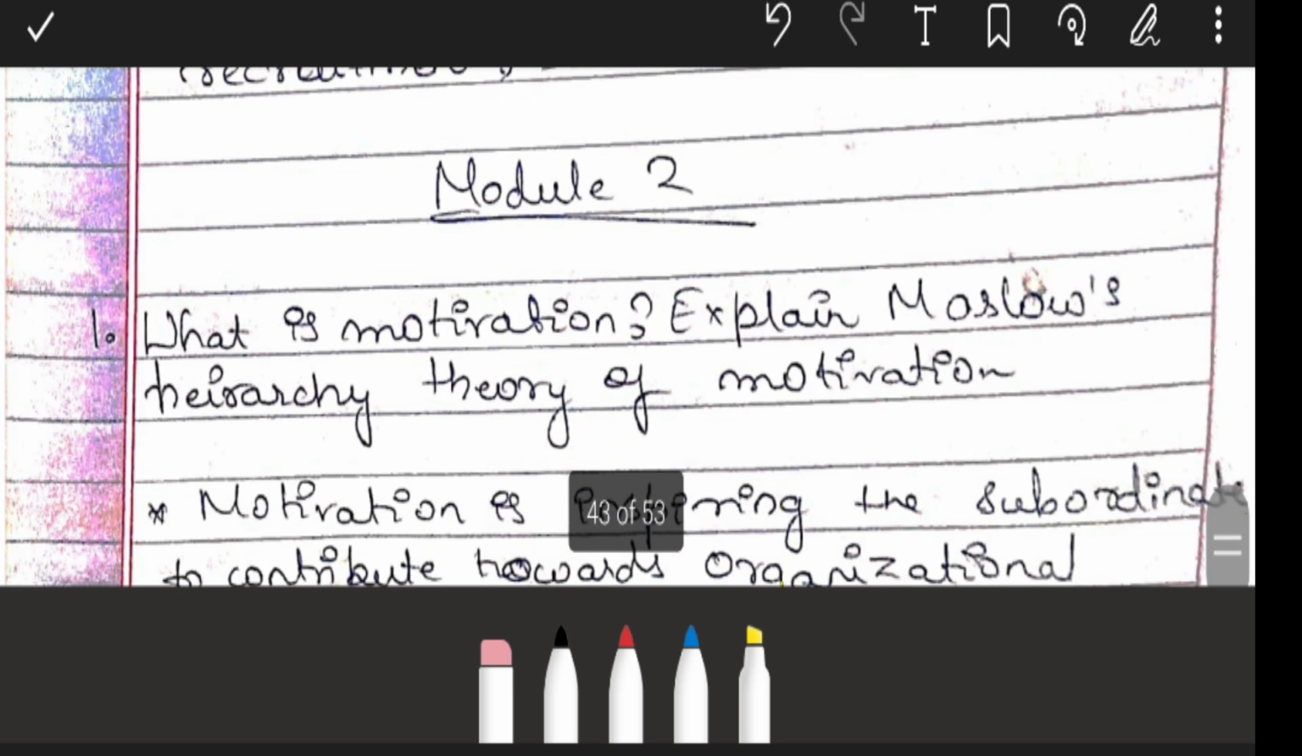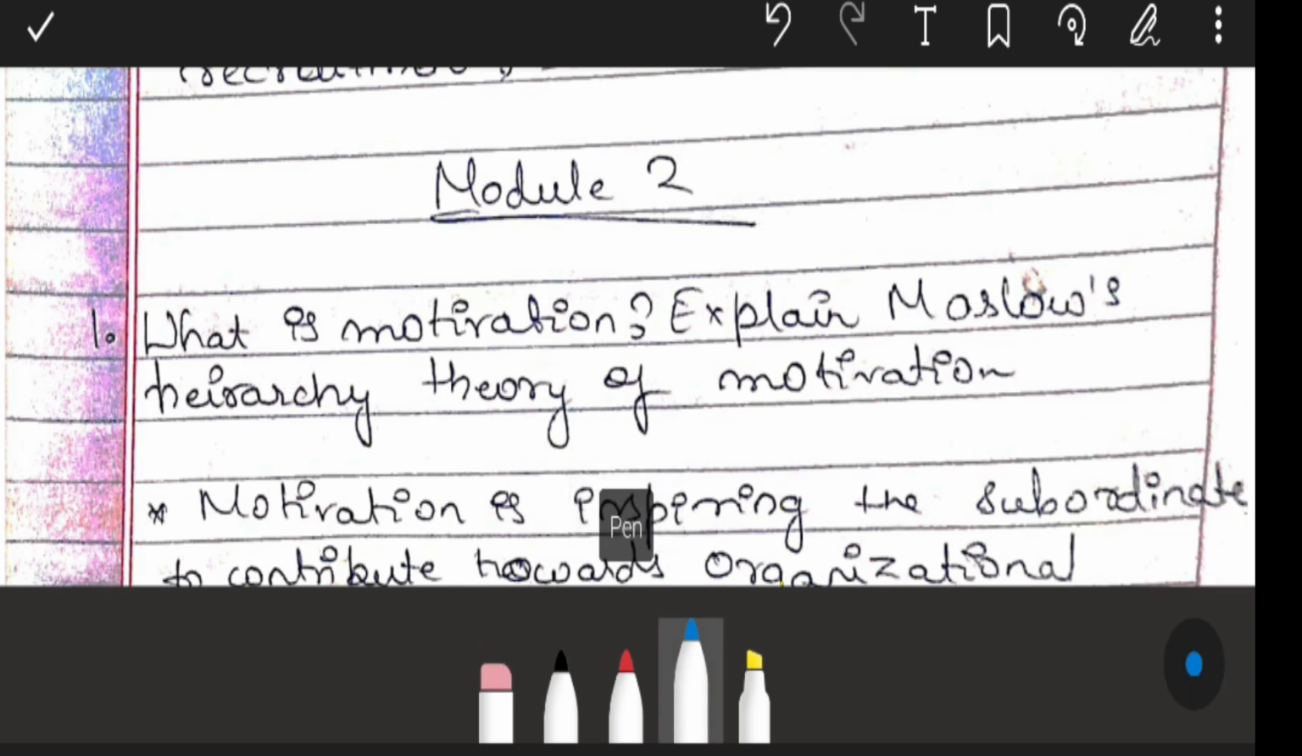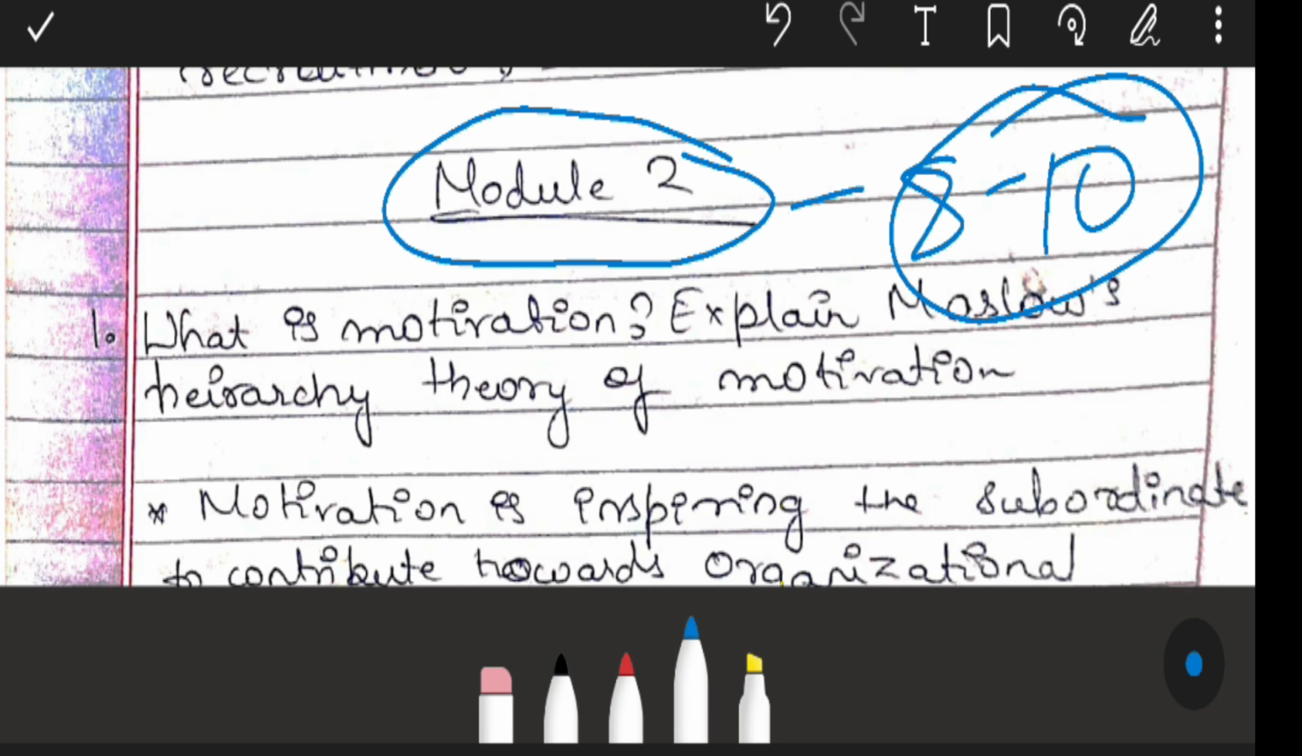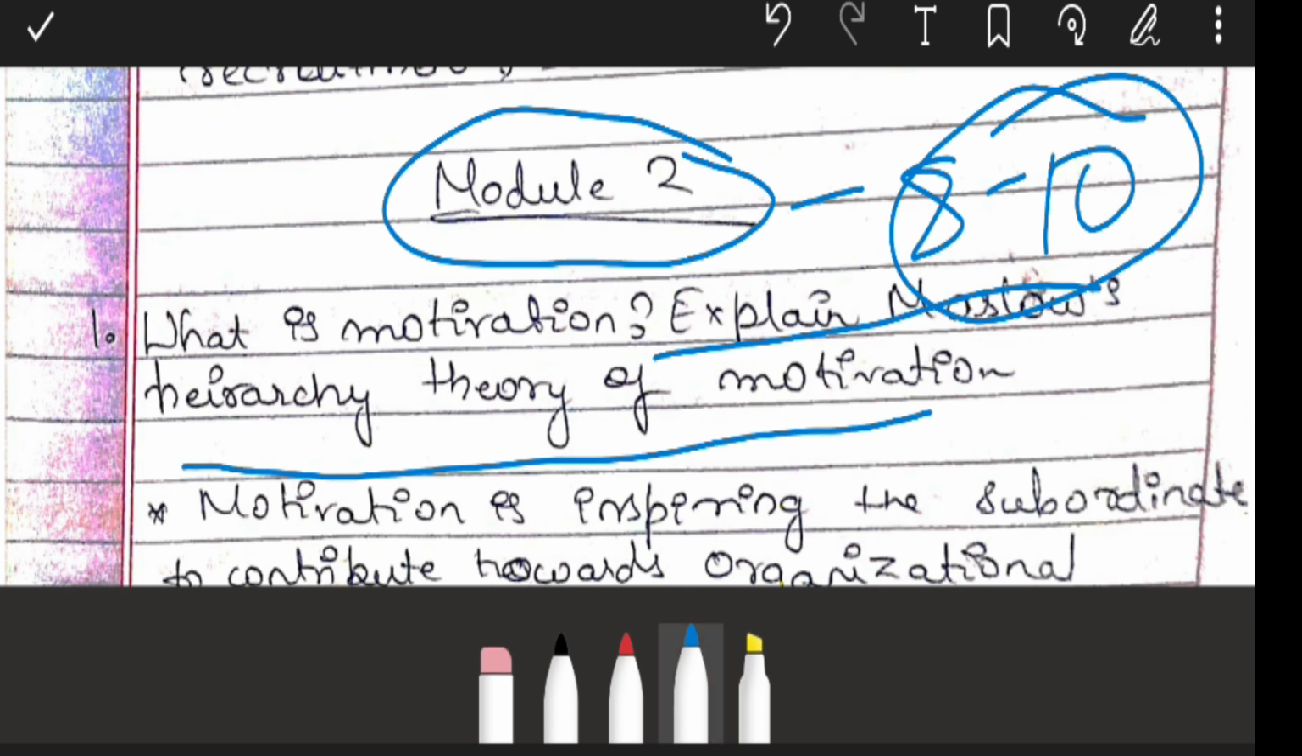Okay. So these are some important questions in module 2 which I have written. With the help of these important questions, you can expect at least 8 to 10 marks. Okay, not more than that, because the second module is very tough. What is motivation? Explain Maslow's theory of motivation.